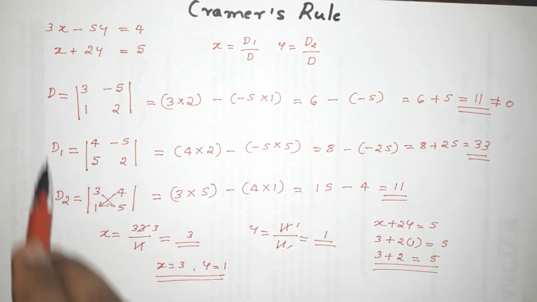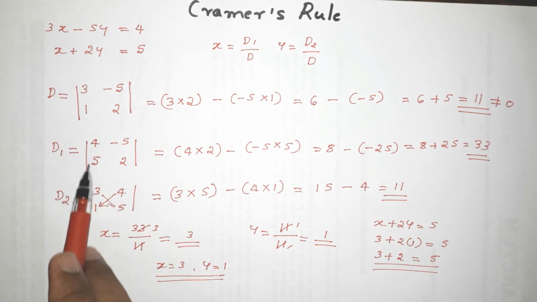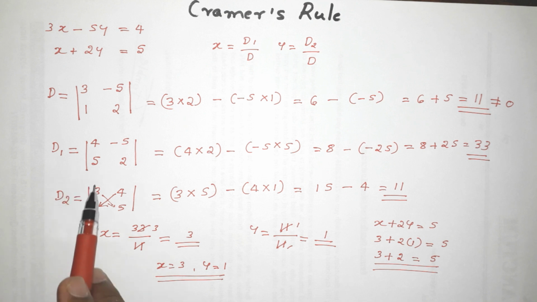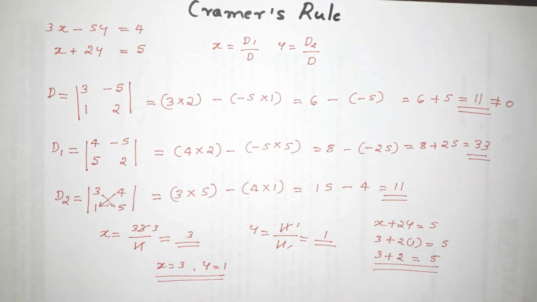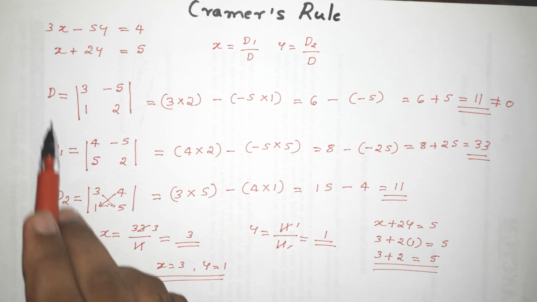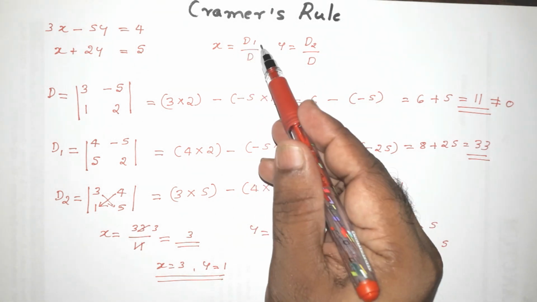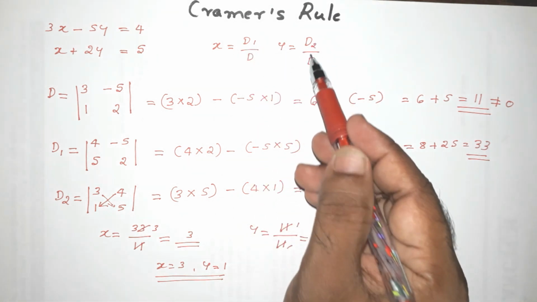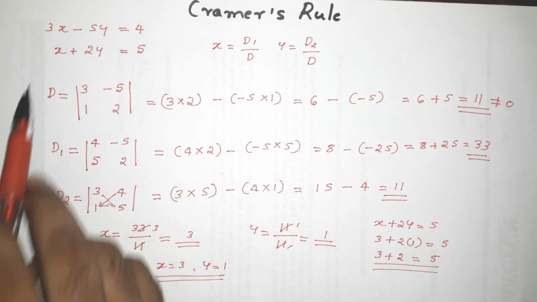So changes in every step is delta as it is we are writing the values of x and y. In delta 1 we are replacing the first column by the answer. In the delta 2 we are replacing the second column by the answer. The remaining method of calculating the determinants are same. So after finding the values of D1, D2, we are going to find the value of x. That is, already I said x is equal to delta 1 divided by delta, y is equal to delta 2 divided by delta. So 33 divided by 11 is equal to 3. Here 11 divided by 11 is equal to 1. So x is equal to 3 and y is equal to 1. Also we have verified our answer by substituting these values in equation number 2.